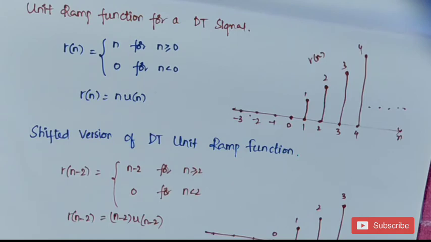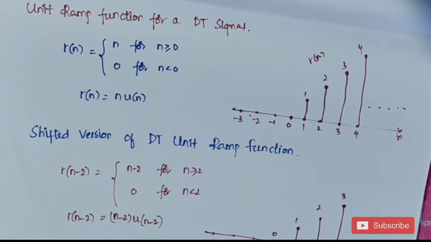In the same way, let us see the shifted version of the discrete time unit ramp function. Here I have taken an example of a shifted version to make you understand clearly. So let us see R of n minus 2. R of n minus 2 is equal to n minus 2 for n greater than or equal to 2 and 0 for n less than 2. Since the signal is R of n minus 2, the signal starts from 2. At 2 its value is 0, at 3 its value is 1, at 4 its value is 2, and it goes on increasing by one.